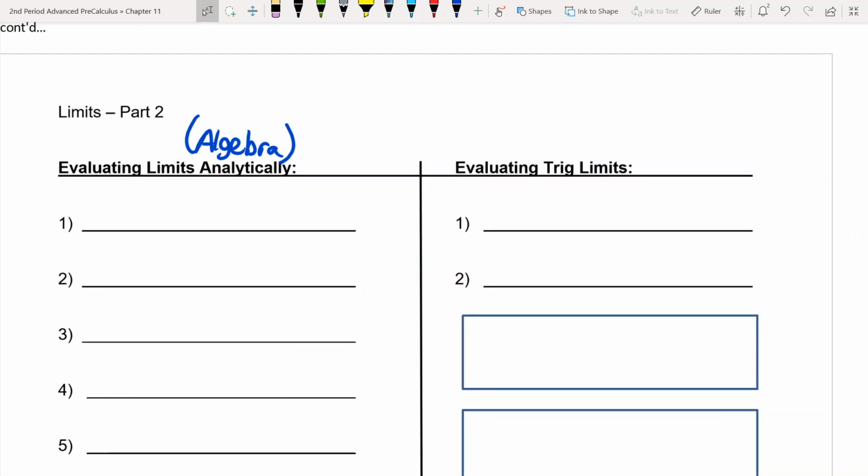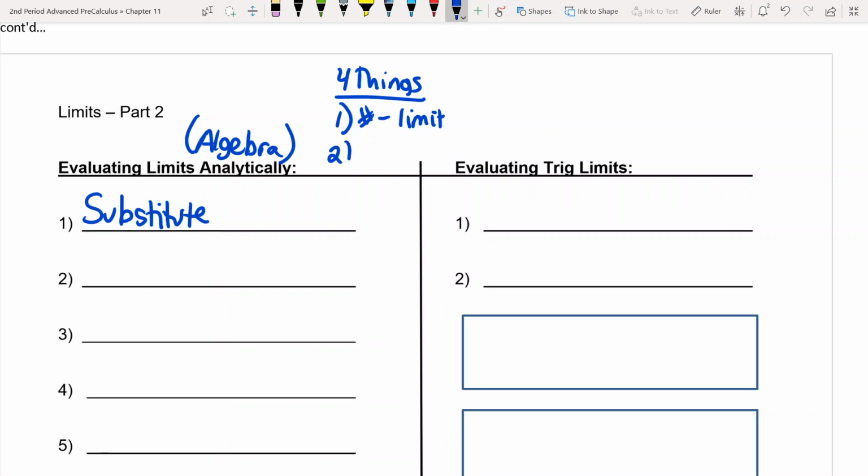One of the things that we want to do when we do limits analytically or algebraically is the first thing we're going to do is we're going to substitute. We're going to substitute our limit value into our function. And when that happens, there are four potential things that can happen. The first thing is you get a number. And if you get a number, that is your answer. That is the limit, and you are done. The second thing when you substitute is you might get 0. That would be the limit, and you are done.